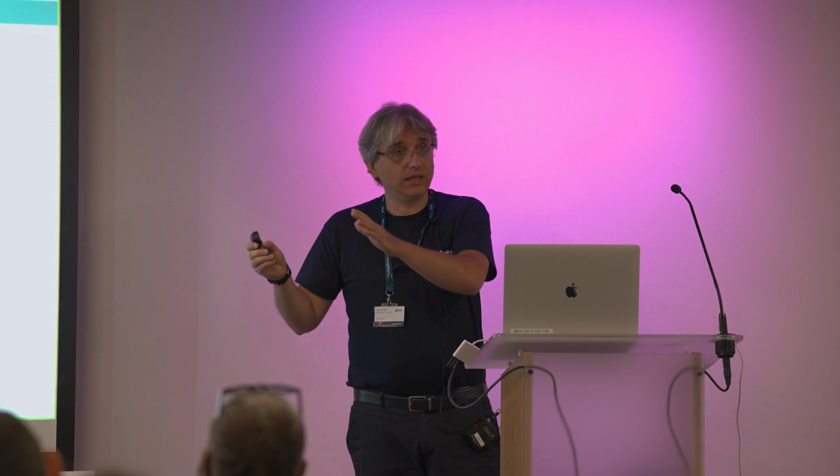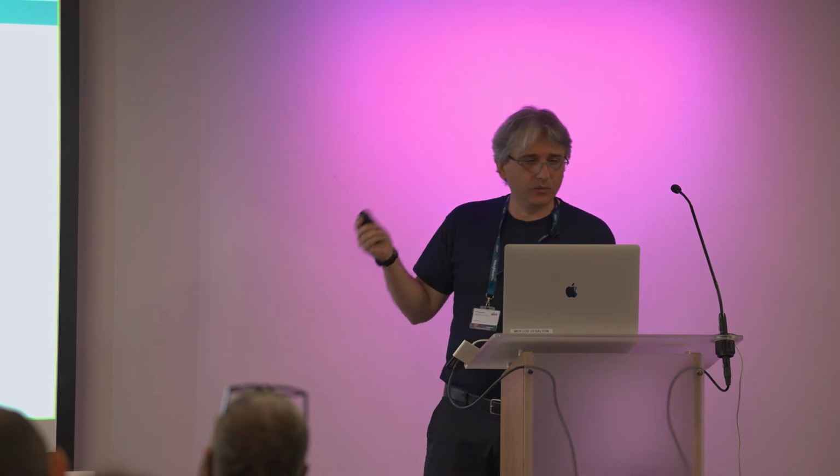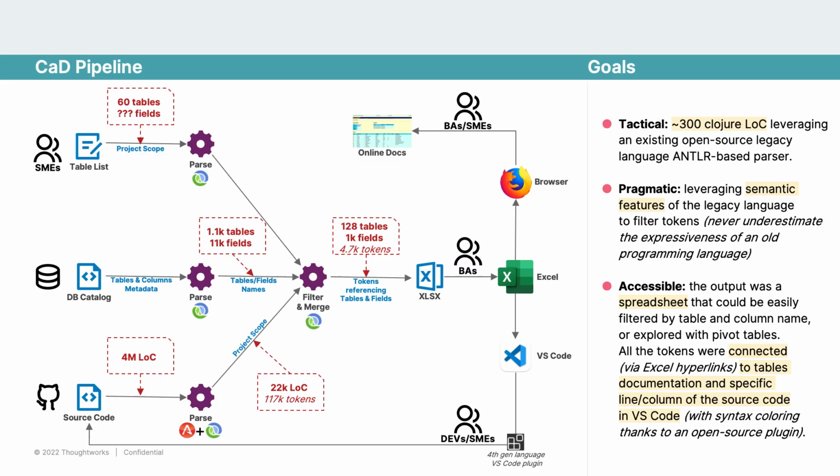Unfortunately, out of 22,000 lines of code, there are 100,000 tokens. So we need to do something. We merge them and we filter them. Leveraging the semantic of the tokens, we were able to identify in this very specific language when there was a hard reference to a table or a field. In this way, merging the information coming from the SME, from the DB catalog, from the source code, we were able to reduce the perimeter to 128 tables and 5,000 tokens. Now, we had a more manageable perimeter. Of course, there were for sure false positives, so we are not saying that this is the actual perimeter.